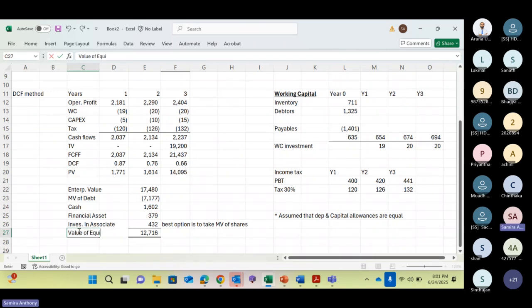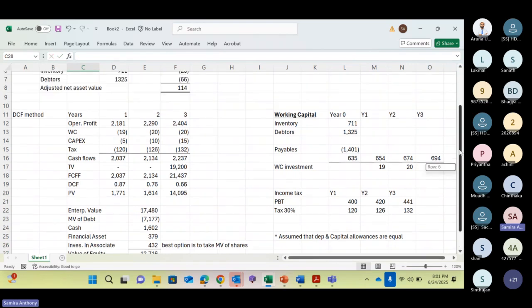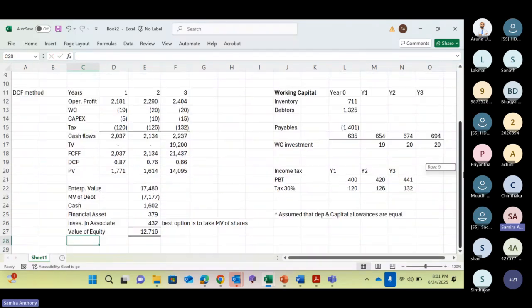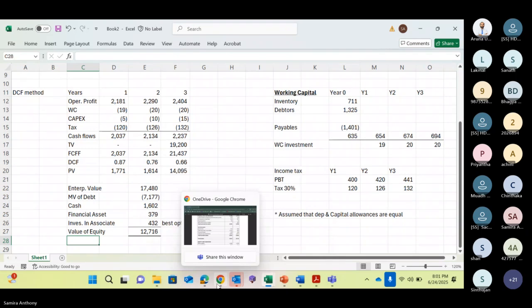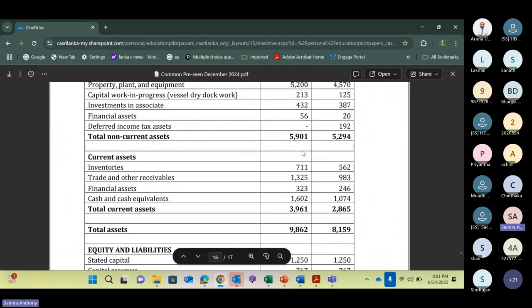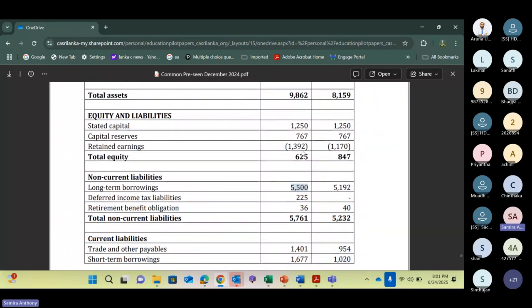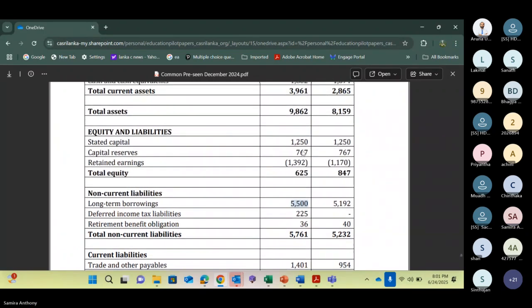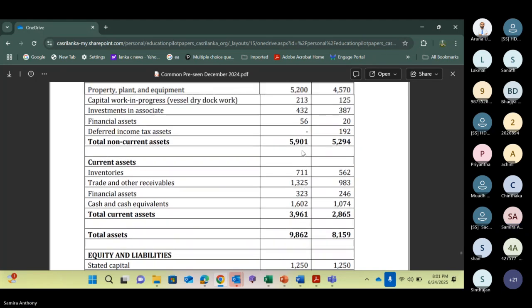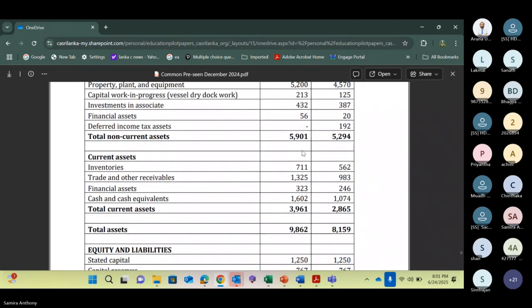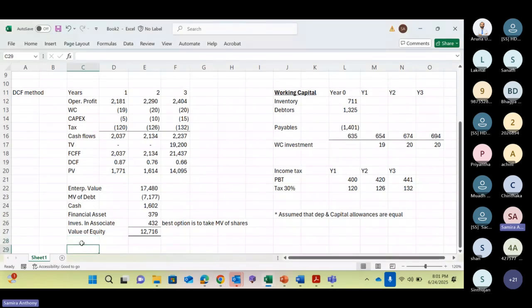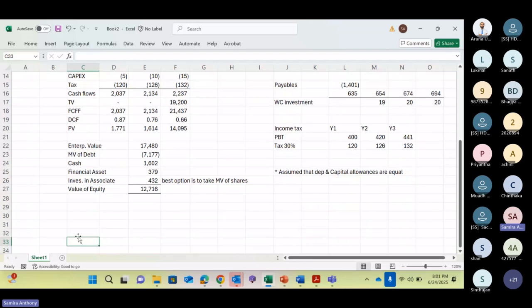Now you can negotiate a price between a very small price of 114 to 12,716. Right? Let's check those numbers again. And net assets, they have 625. Yes, that's correct. Right. Now you can say the company shall negotiate a price in the range of 114 to 12 billion.